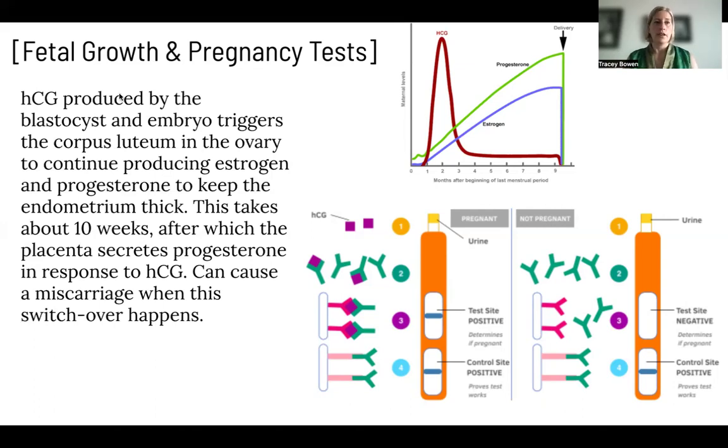This process here with HCG and the blastocyst is going to take about 10 weeks while the placenta is starting to grow. And once the placenta gets big enough, it's going to start secreting its own progesterone in response to the HCG signal. HCG stands for human chorionic gonadotropin. But this transition from progesterone secretion from the corpus luteum to the placenta can cause a miscarriage when the switchover happens. And so this is around 10 to 12 weeks.